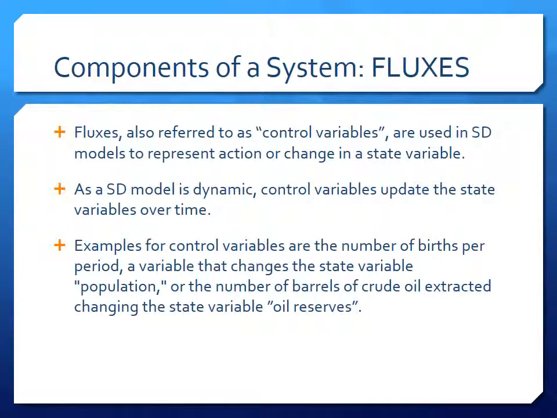Now the examples for these control variables are, in population, the number of births per period, which is a variable that changes the state variable population. Another example is the number of barrels of crude oil extracted, which would change the state variable oil reserves. Okay, we'll see some more examples of this.